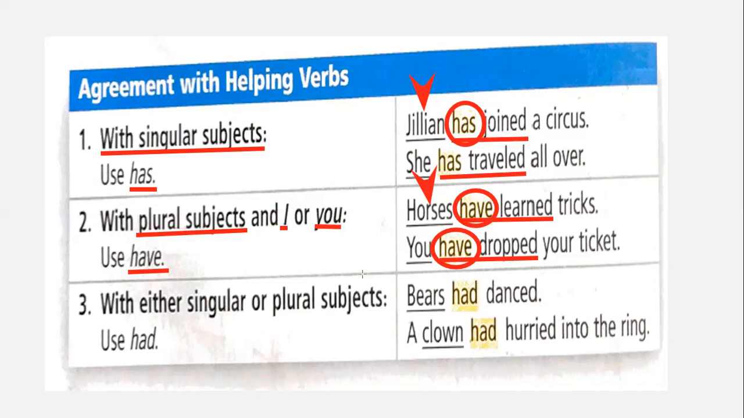It would not be correct to say horses has. Horses has learned tricks, Mrs. Villahermosa. No, that is incorrect. The correct form would be horses have learned tricks. Another example of something that is incorrect, it even sounds incorrect when you say it. You has dropped your ticket. You see, it doesn't even sound right. And because you know that you is an exception, you know that you have to use have.